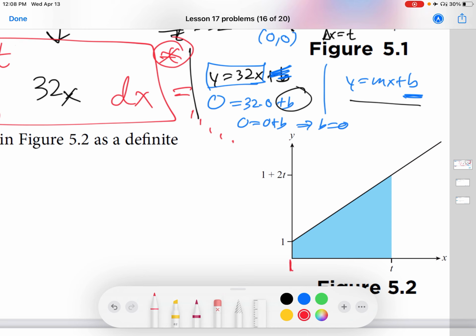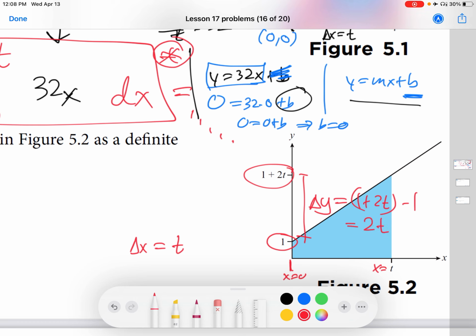And notice that as x ranges from 0 to t, in other words, the x changes from 0 to t, so that delta x is t. What happens to the y values? They start at 1 and they go to 1 plus 2t. That is delta y. Delta y is 1 plus 2t minus 1. So delta y is 2t. So the slope is their ratio, which is 2.